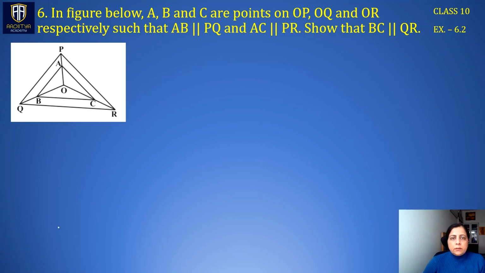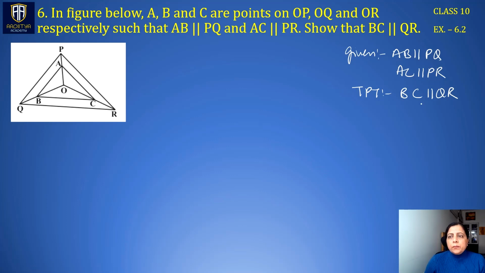So in this exercise the sixth question is about, we are given that A, B, C are points on OP, OQ, OR respectively such that AB is parallel to PQ. Now I'm writing the given part. Given that AB is parallel to PQ, AC is parallel to PR, and we have to prove that BC is parallel to QR.